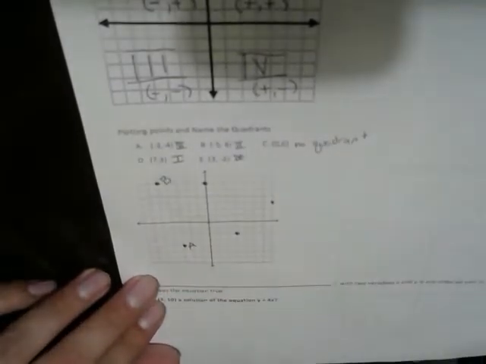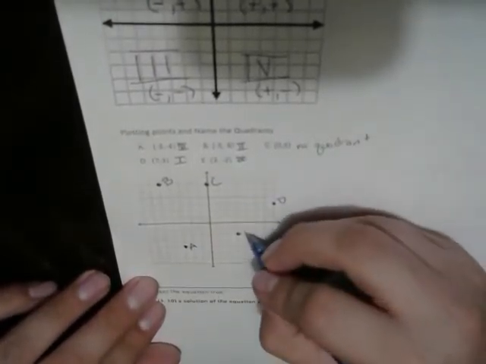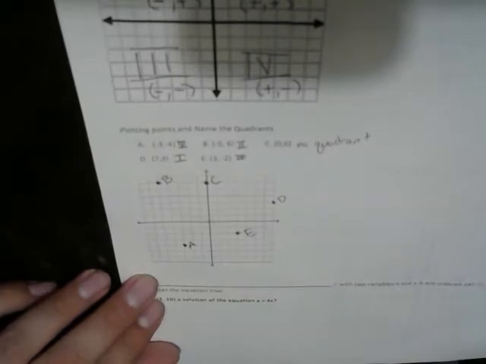So let's now actually label our points: A, B, C, D, and E.